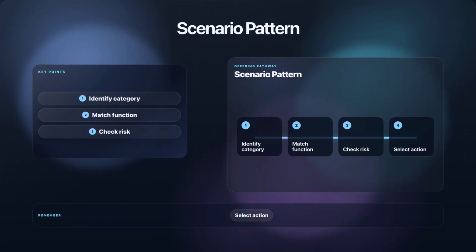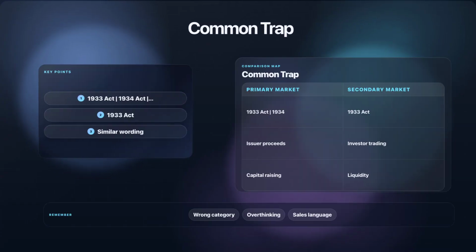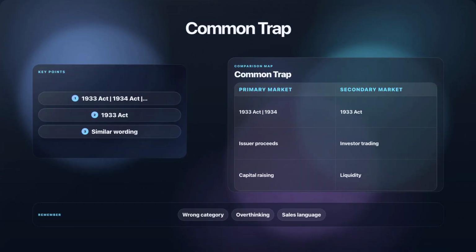A typical scenario gives you a few facts and asks for the best interpretation or action. Do not start with the answer choices. First, classify the situation. Then connect it to the rule, product, participant, or market function being tested. If the question is about issuing securities, think 1933. If it is about trading markets or broker-dealers, think 1934.